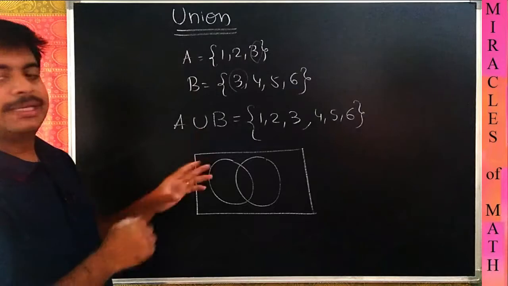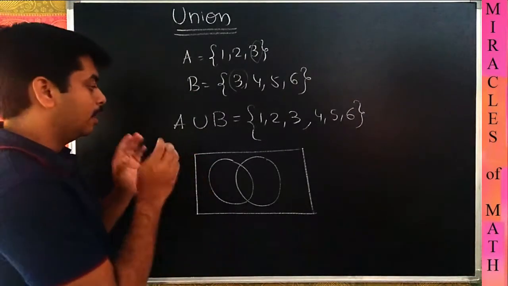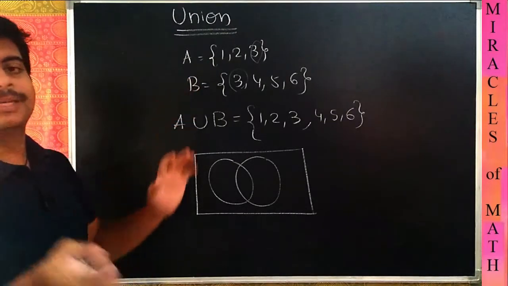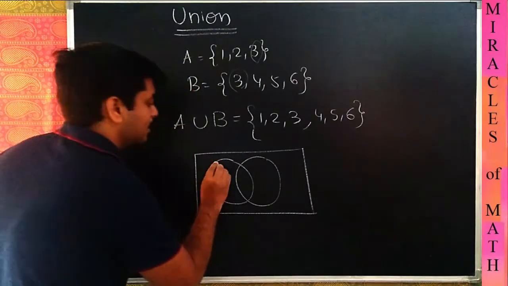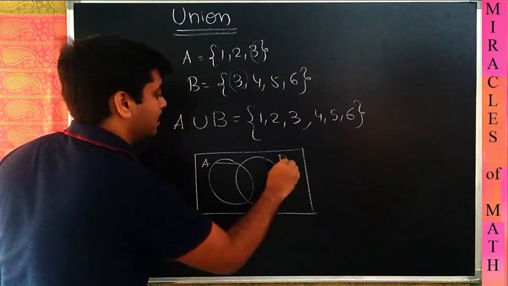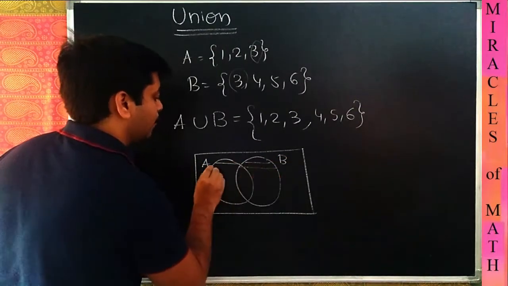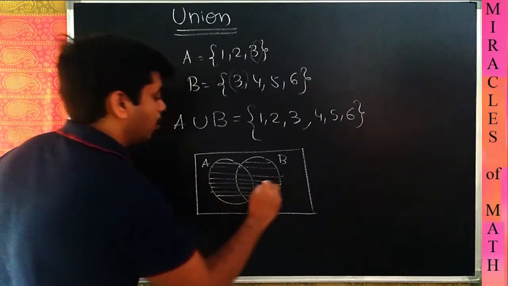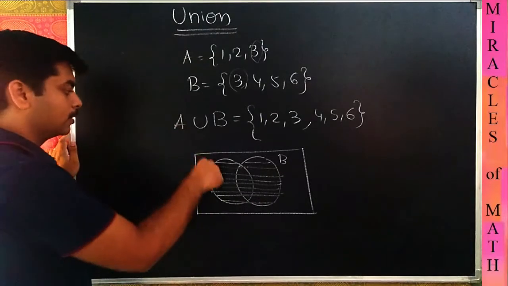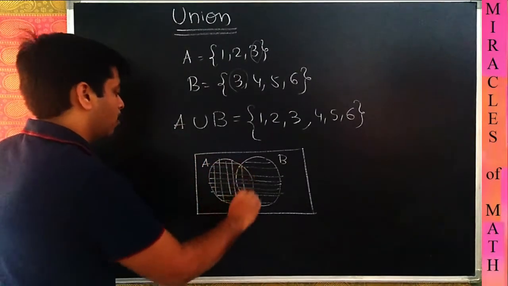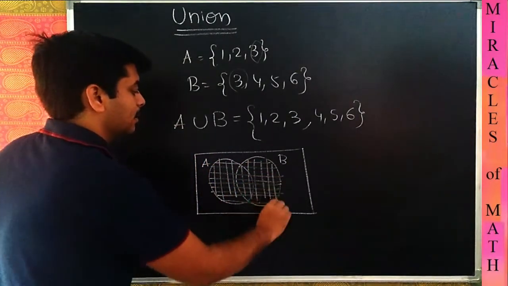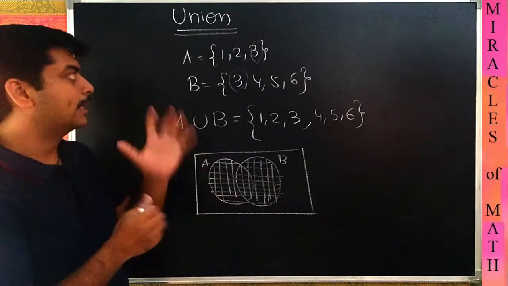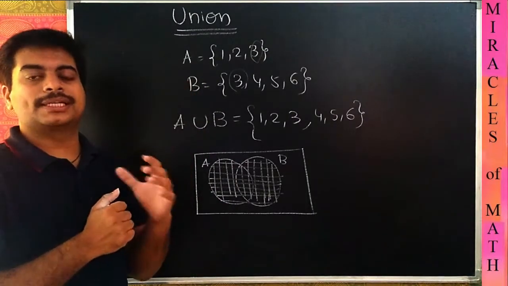Now A union B means we need to draw all elements of A and B. That means we shade the complete A as well as complete B with these lines. You can draw lines in this way, or you can also draw lines in this way, or both, whatever it is. Just the complete A and B circles are merged or included. That is the first operation, that is union.